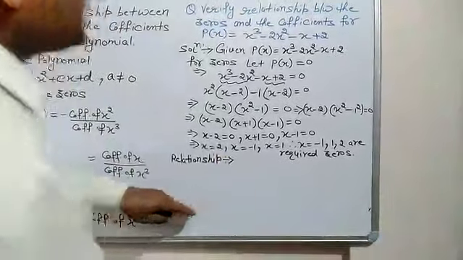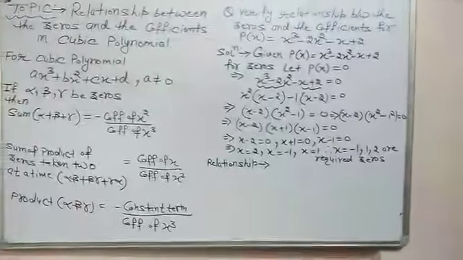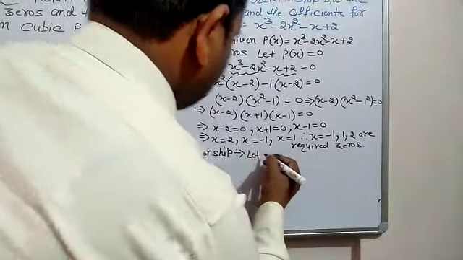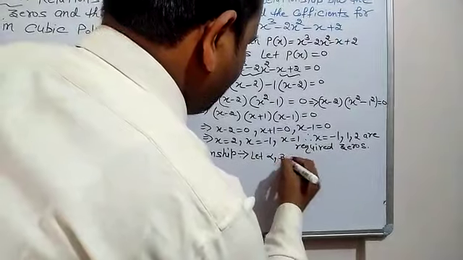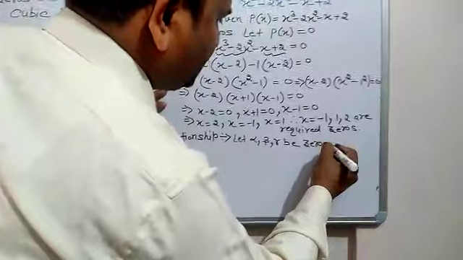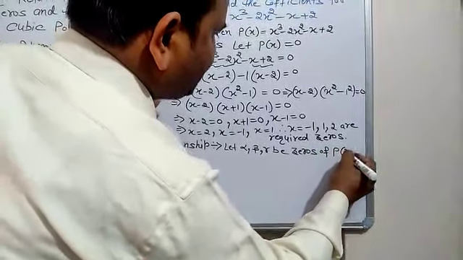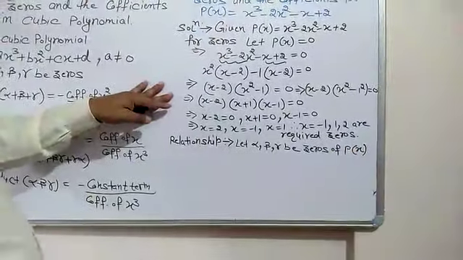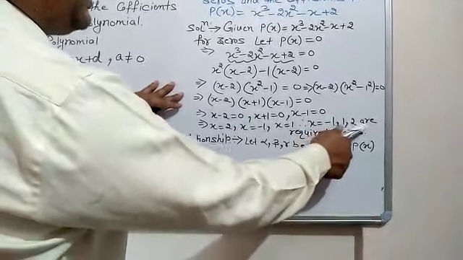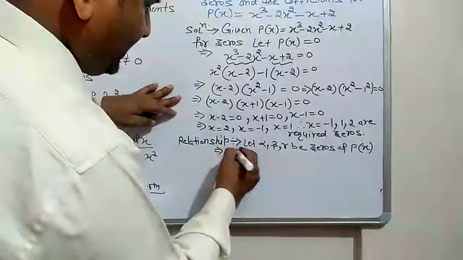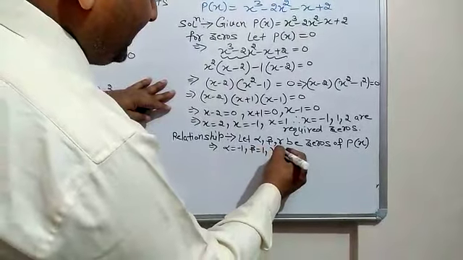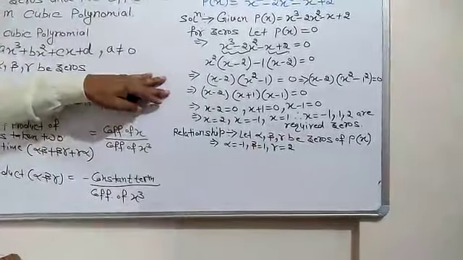In case of a relationship between the zeros and the coefficients, for this let alpha, beta, gamma be zeros of p of x. P of x is our given polynomial. And for this polynomial, minus 1, 1 and 2 are our zeros. So it implies we can write alpha is equal to minus 1, beta is equal to 1 and gamma is equal to 2 are the zeros.